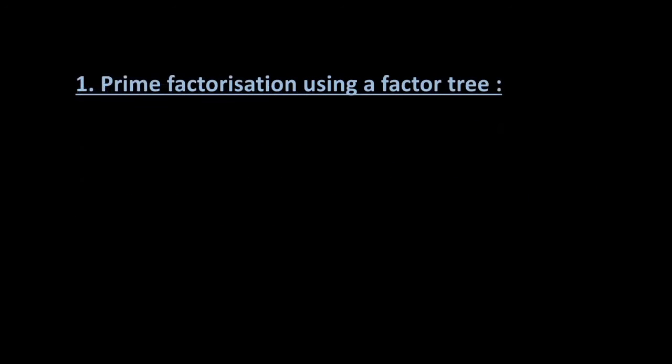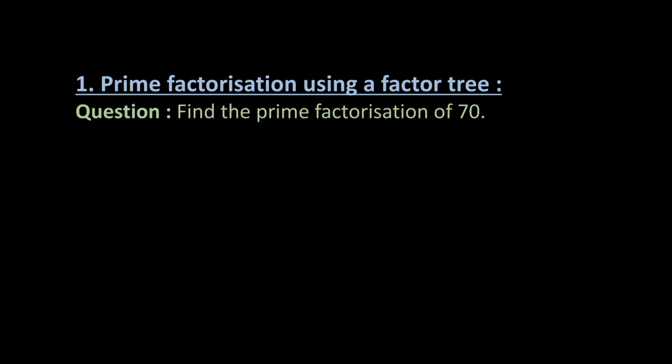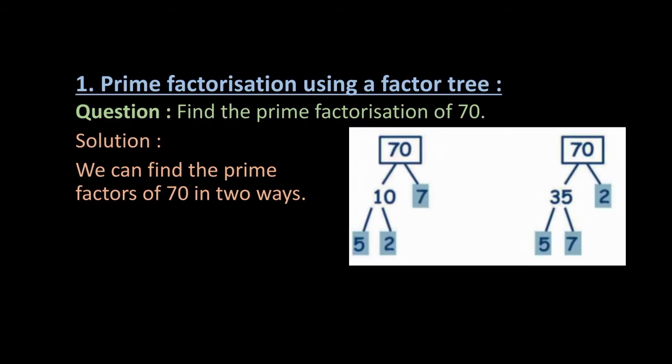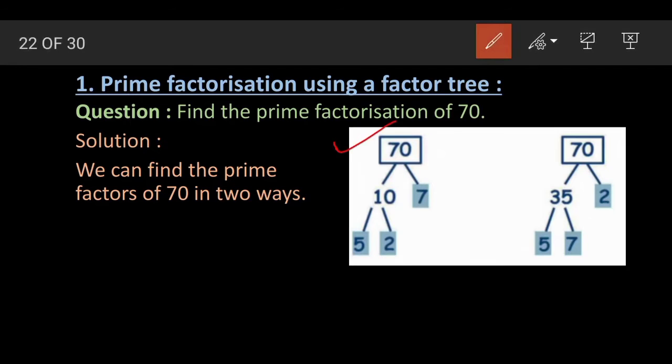First, let's move to prime factorization by using the factor tree method. Here is a question: find the prime factorization of 70. We have to use the factor tree method. So here is the solution. We can find the prime factors of 70 in two ways, look here. So come to the first one.